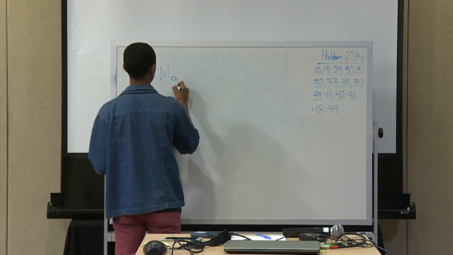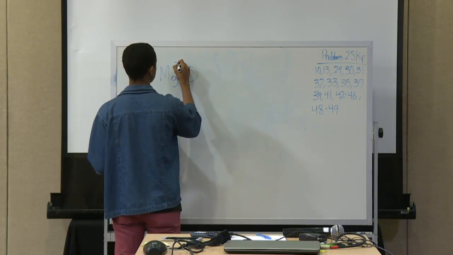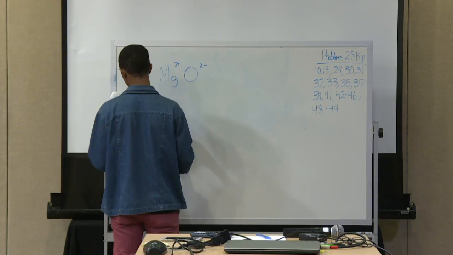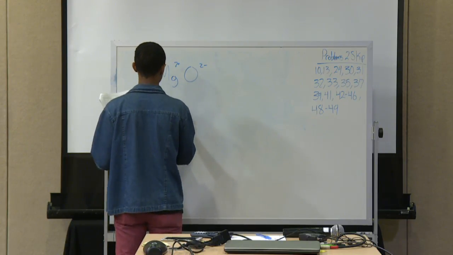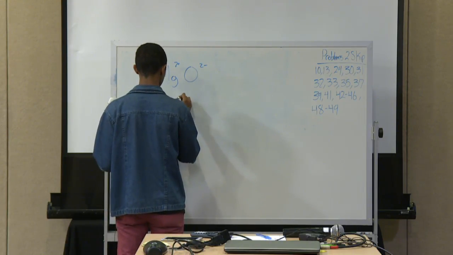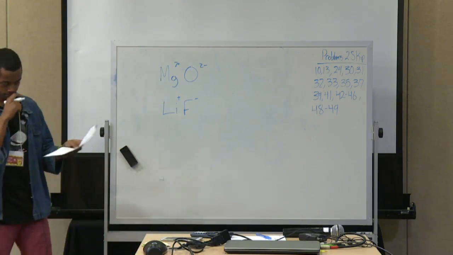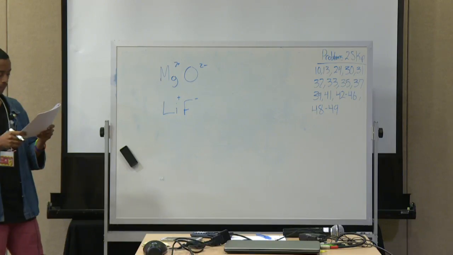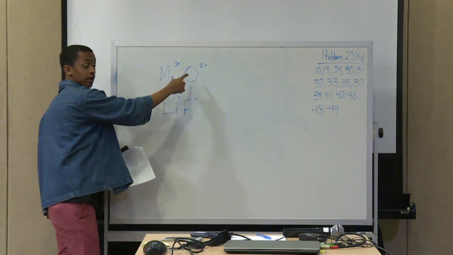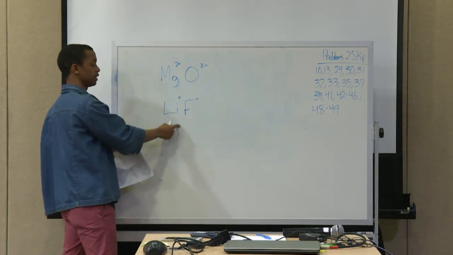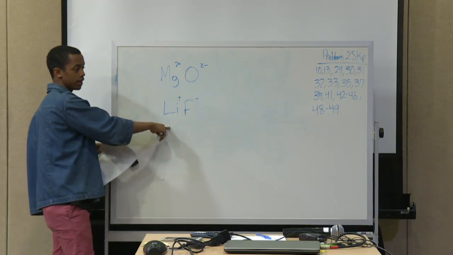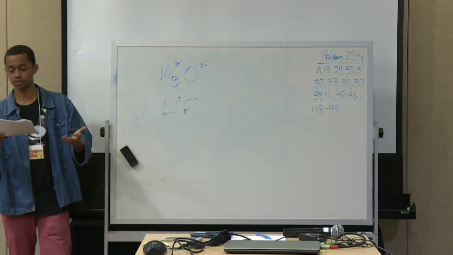MgO, the charge of Mg is 2 plus, charge of O is 2 minus, is much higher than LiF. All right, I just put the charges there so you remember. So it's saying the energy required to break this guy up is much higher than it is to break this one up. Cool? And it's basically asking you why, or what contributes to this difference.